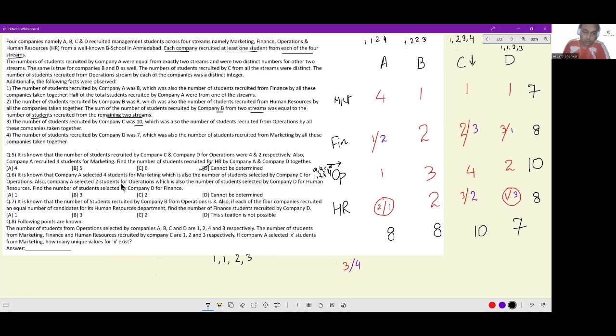Also, company A selected 2 students for operations, which is also the number of students selected by company D for human resources. Okay, so lots of things have changed. And now everything has gone to dumps. So we have to pretty much get rid of everything that is written here. The only numbers that survive are the 4s. That's fine.